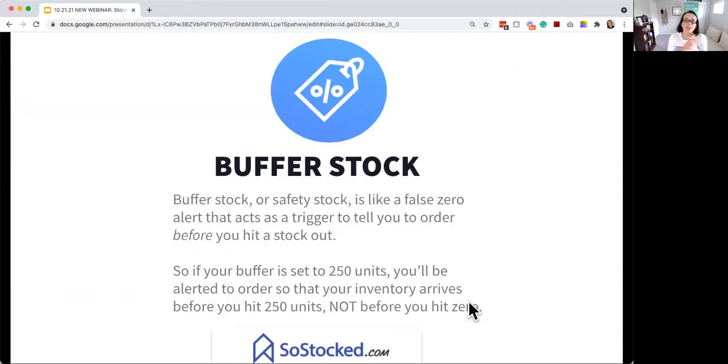So buffer stock is kind of like a false zero, or an extra cushion that is set so that you don't ever run out. It's kind of like when the empty light comes on while you're driving your car and you know you have to go get some gas, you still have a little bit extra in the tank. That is what buffer stock is. It's the extra in the tank to hold you over until that new inventory arrives, right?